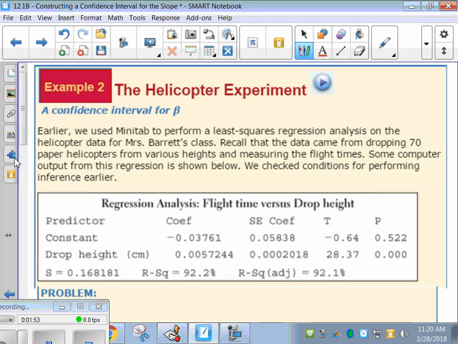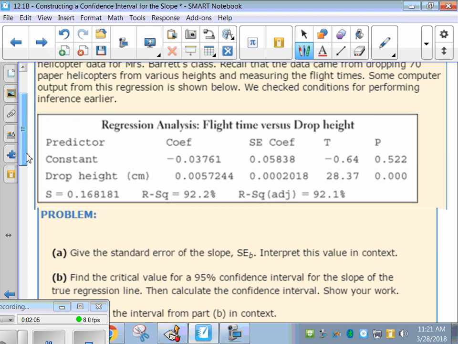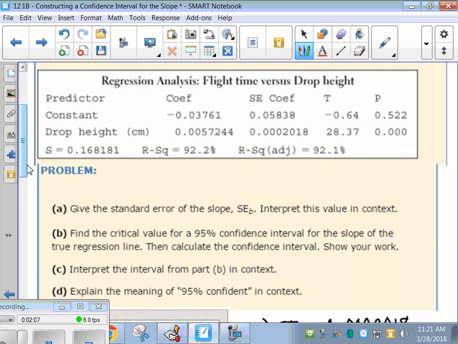All right, so we've got our helicopter experiment. We dropped 70 helicopters, and we're looking at their flight times compared to how high we dropped the helicopters from. So you need to be able to read Minitab. So our constant, this is our a, which is our y-intercept right here. Okay, so be sure you know this is the y-intercept. We did this in chapter 3. And this is b. This is our slope.